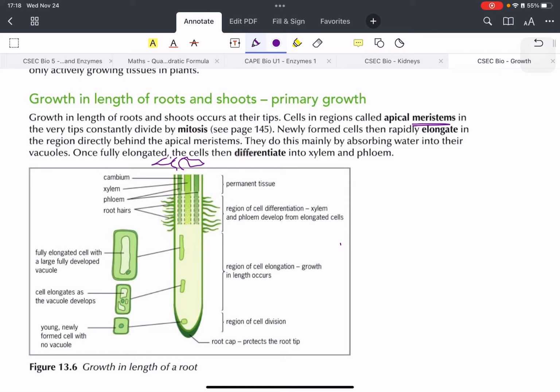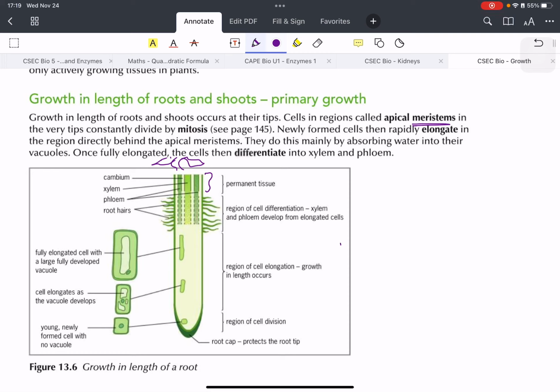Right at the beginning of the plant and the root here, this is permanent tissue. There are no meristems here. Okay? Now, right underneath there is the region of cell differentiation. Right? So this is still not growing cells yet. This is where you develop your xylem and your phloem.